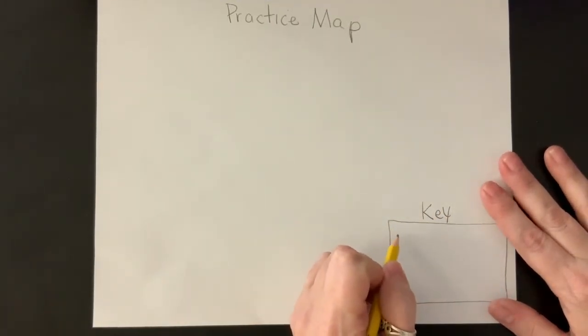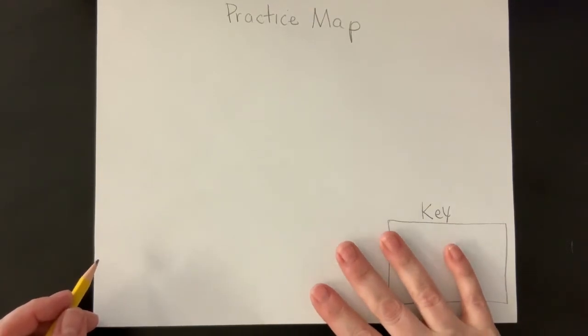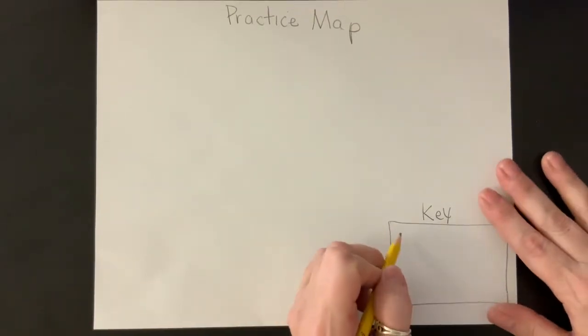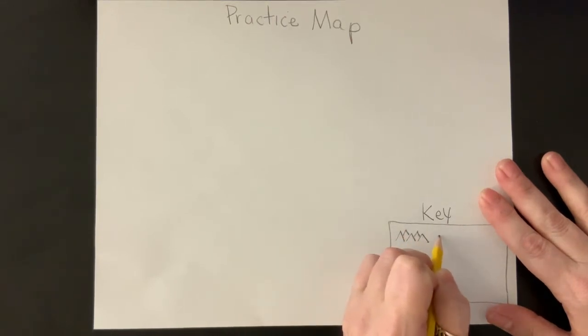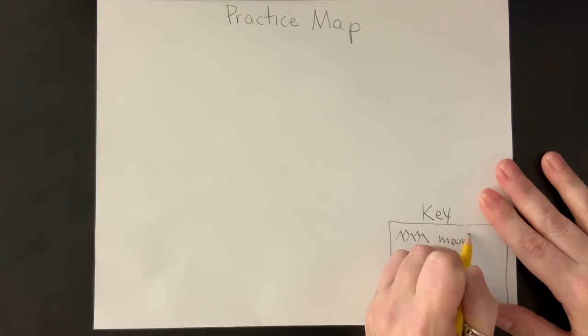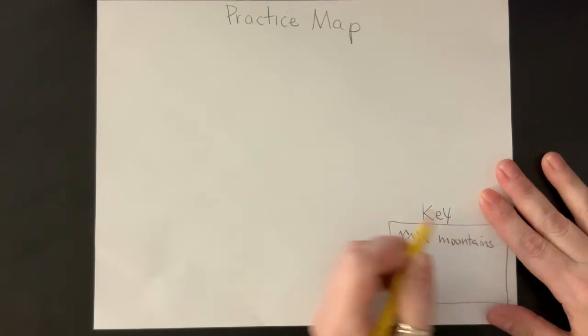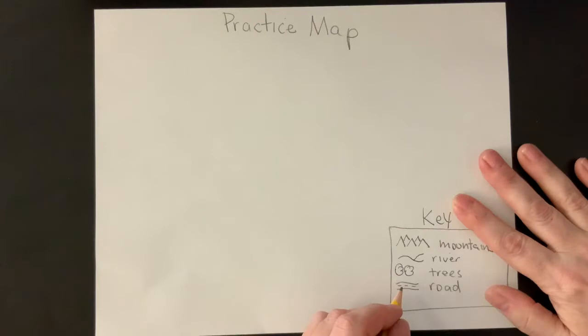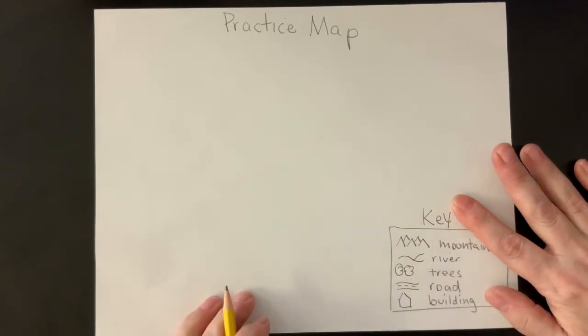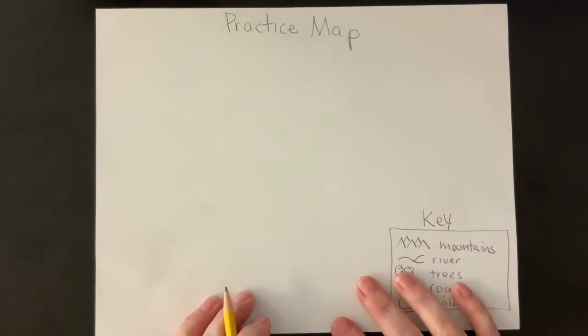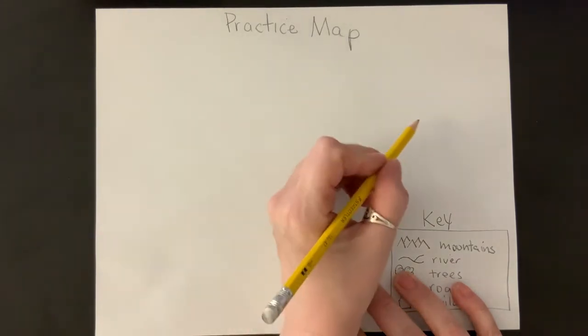In my key, I need to put all of the things that are going to be on my map. I can decide what those things will be, and your things don't have to be the same as mine. My first one is mountains. If you want to copy this one, you can. The next thing I'm going to draw is a river, trees, a road, and then a building. I decided to make my building look like a house, but your building can look like any kind of building that you like. On my map, I started with a house.